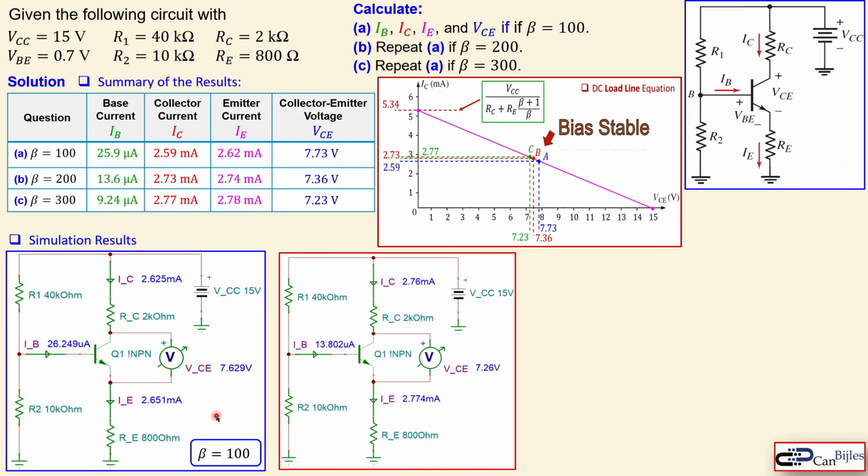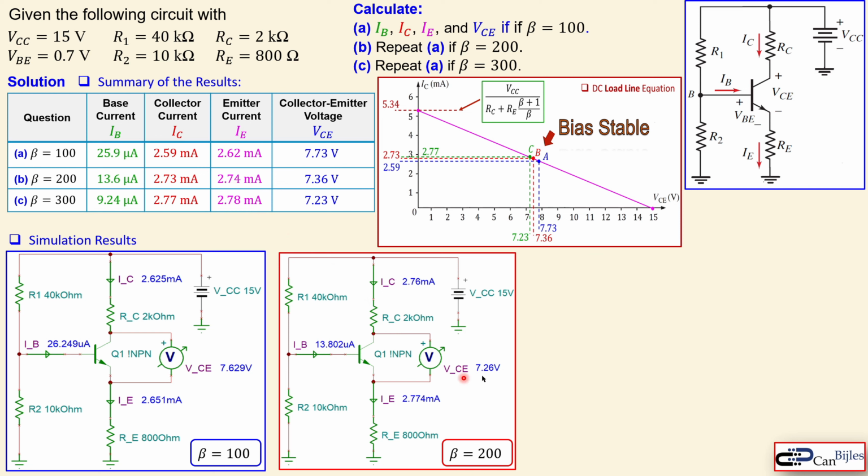Now going to beta is 200, the exact same circuit, but just the beta has changed from 100 to 200. You can see the base current is 30.8 approximately. That's very close to what we have calculated, 30.6. The collector current is also very close to what we have: 2.76 milliamps for the simulation, and we have 2.73 milliamps. And the emitter current is 2.77 milliamps, we have 2.74 milliamps, also very close to what we have calculated.